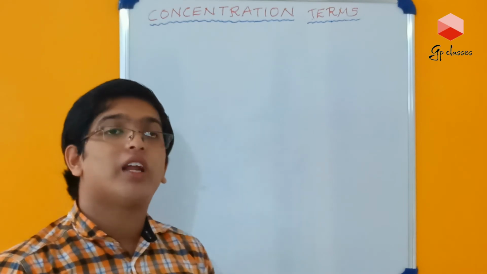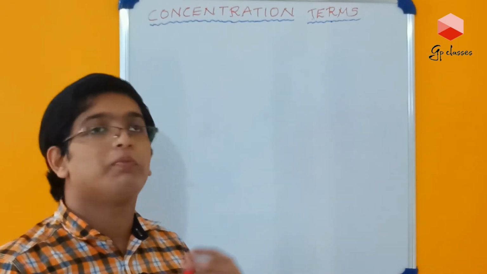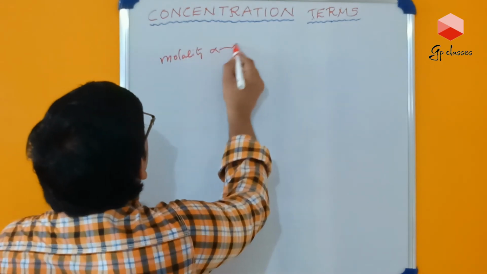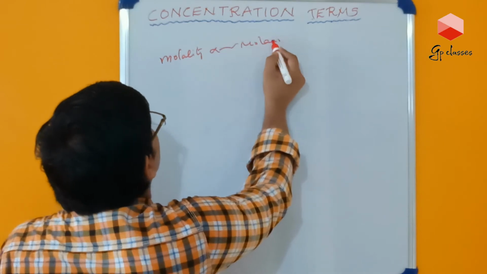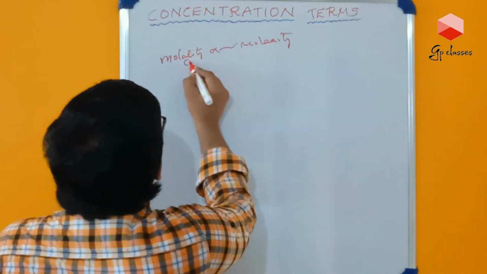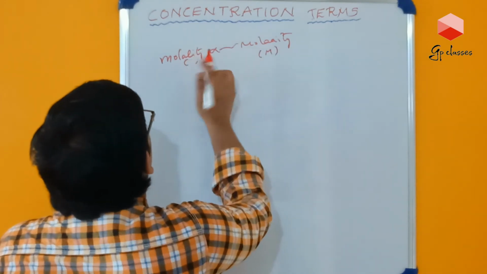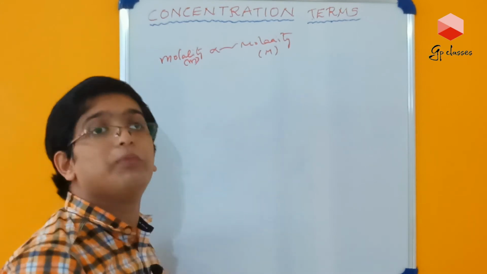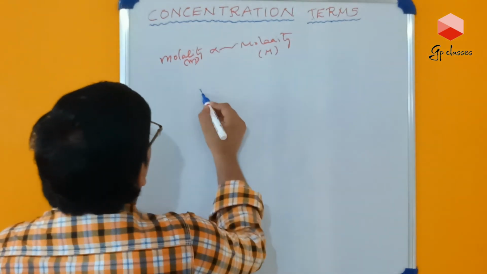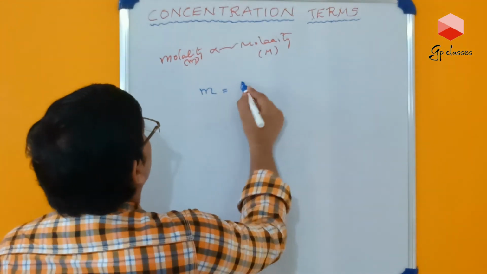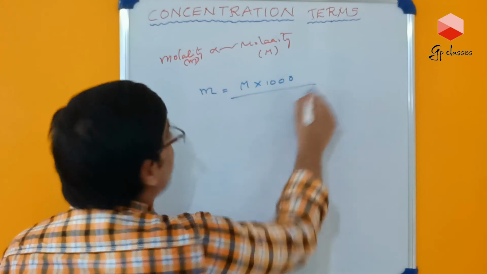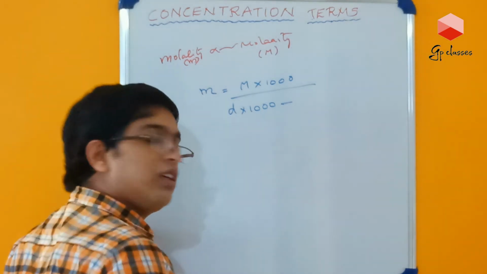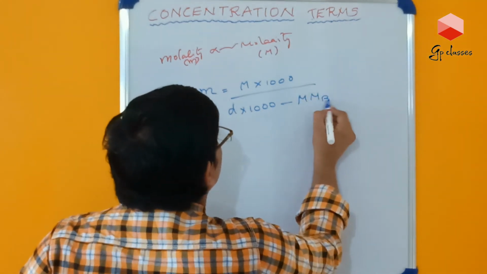In the next equation we will connect molality with molarity. That's very important. Molality is small m and molarity is capital M. So we are connecting molality with molarity. You can just memorize this equation. I will give you the equation, that is molality small m is equal to molarity into 1000 divided by density into 1000 minus molarity into molar mass of solute.